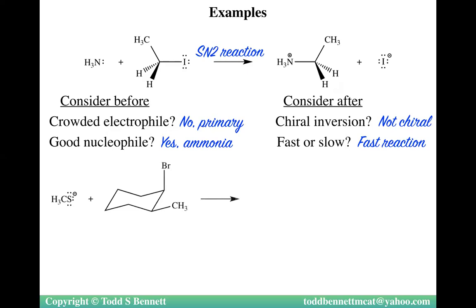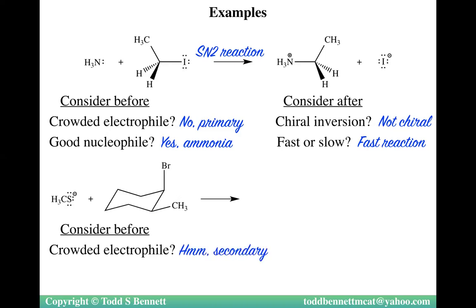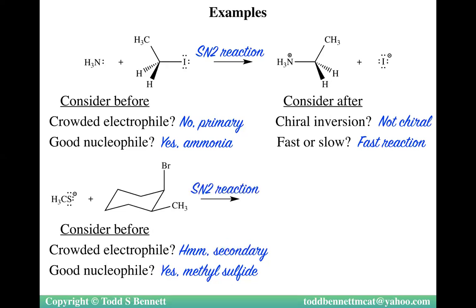Okay, let's consider this next one. A little bit trickier in this case. Crowded electrophile? Well, for the electrophile, we have to look at where the leaving group is. So bromine, most common leaving group. That's what we decided is one of the big 5 that leave. So here's this carbon. It has 1, 2 other R groups. So crowded electrophile? Kind of. It's secondary. Hard to tell. So good nucleophile? Definitely. Another one of the big 5 nucleophiles. So methyl sulfide, good nucleophile, which means secondary can go either way. Methyl sulfide is going to make it an SN2 reaction.